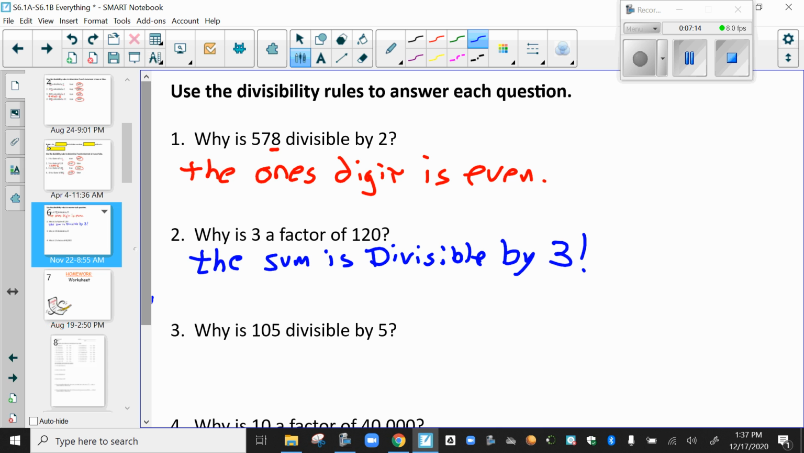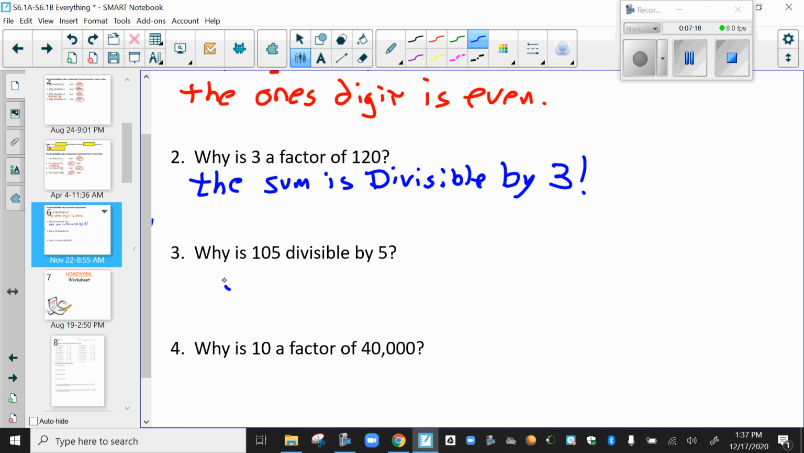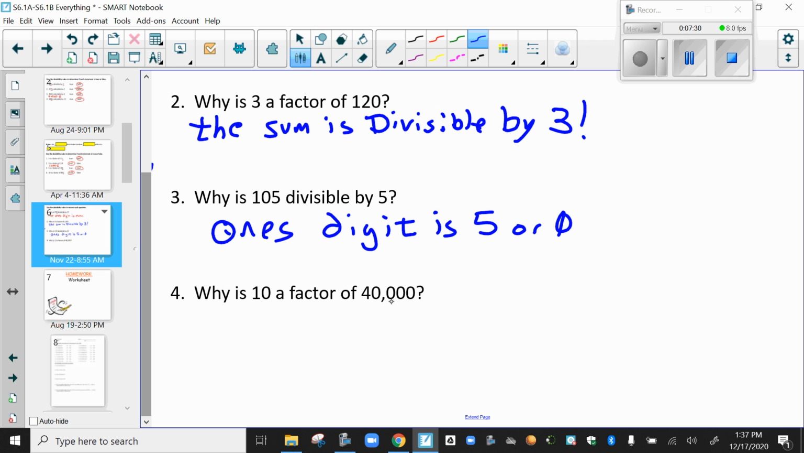All right. 3. Why is 105 divisible by 5? One's digit is 5 or 0. Right? And 4. Why is 10 a factor of 40,000? Last digit 0. One's digit is 0. All right. Pretty straightforward, I hope.